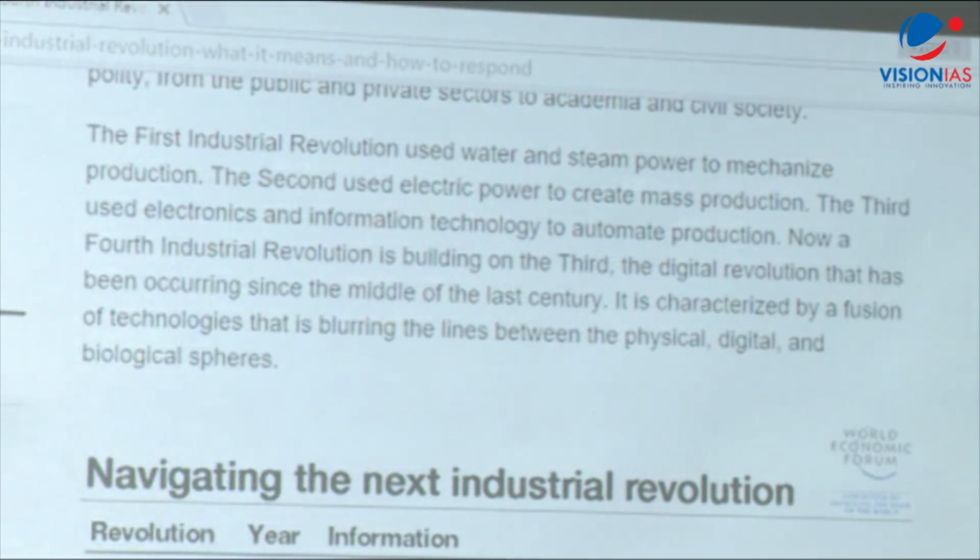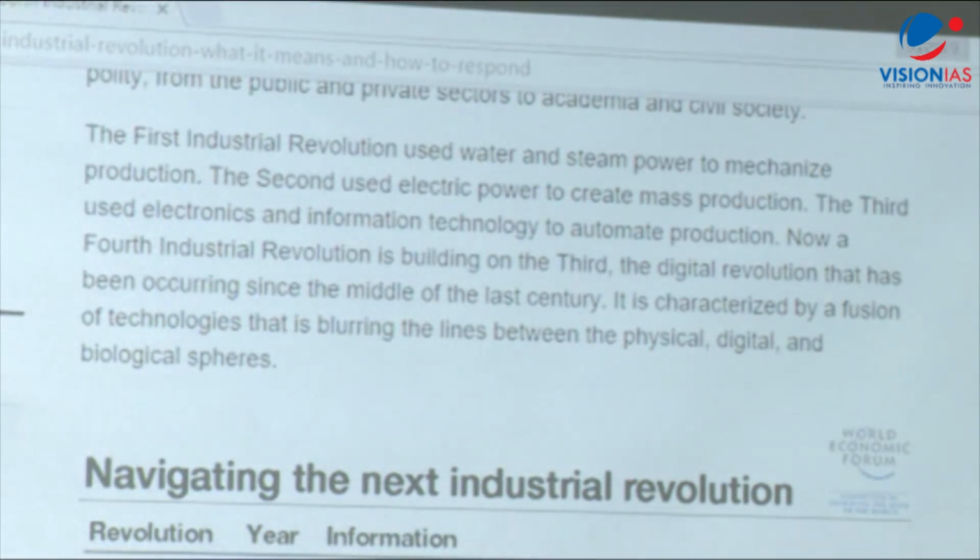So understand this technical term once. What is the fourth industrial revolution? This is a very good term. You can use it in your essay. Here you can use it.